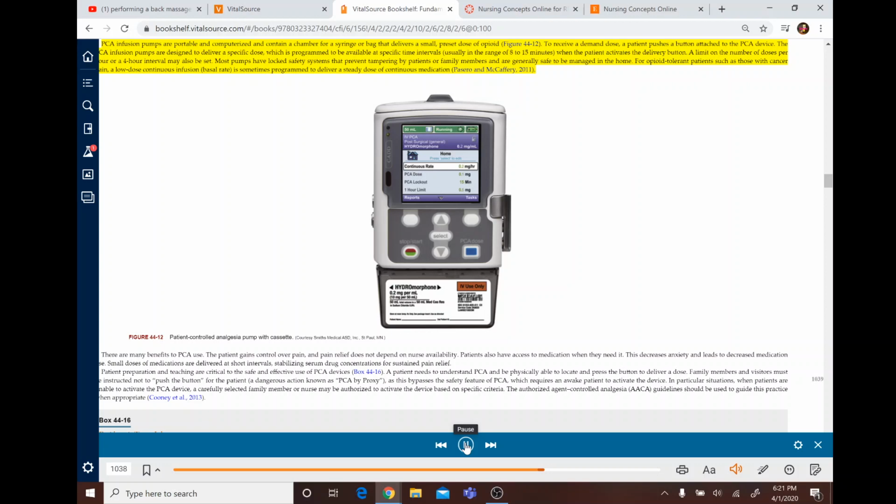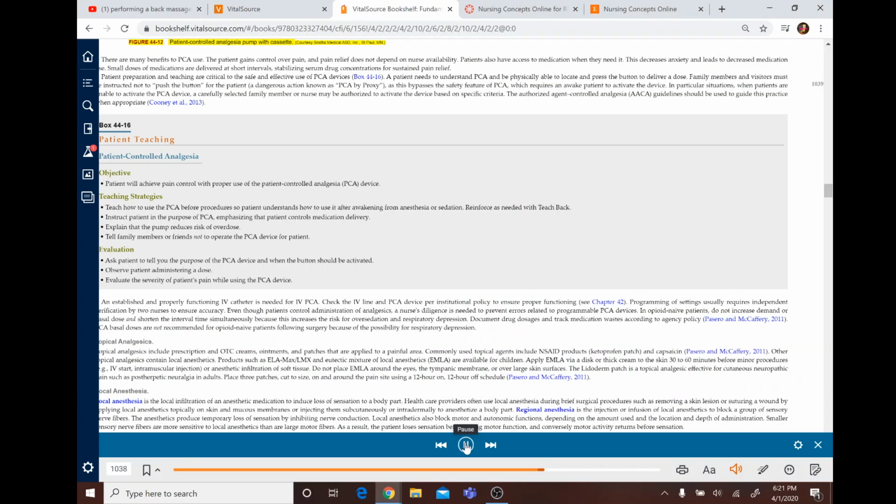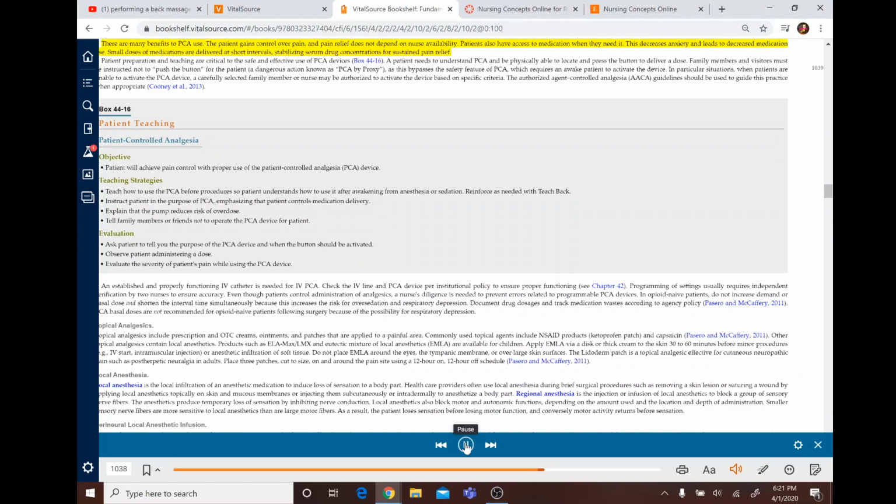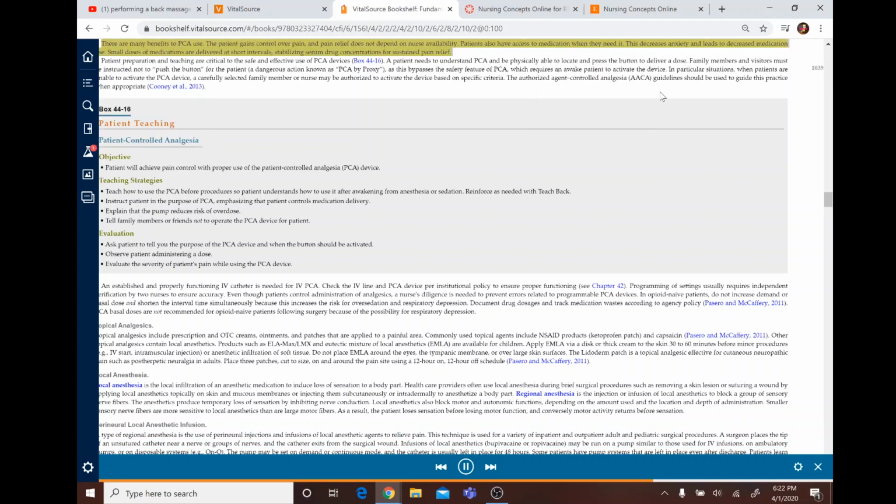Pasero and McCaffrey, 2011. Figure 44-12: patient-controlled analgesia pump with cassette. Courtesy Smiths Medical ASD Incorporated, St. Paul, MN. There are many benefits to PCA use. The patient gains control over pain, and pain relief does not depend on nurse availability. Patients also have access to medication when they need it. This decreases anxiety and leads to decreased medication use. Small doses of medications are delivered at short intervals, stabilizing serum drug concentrations for sustained pain relief.